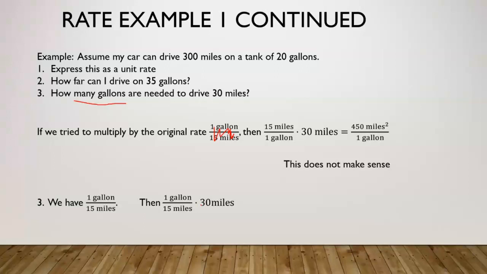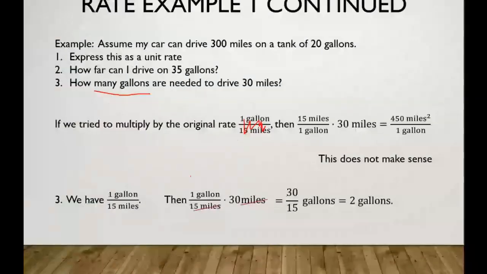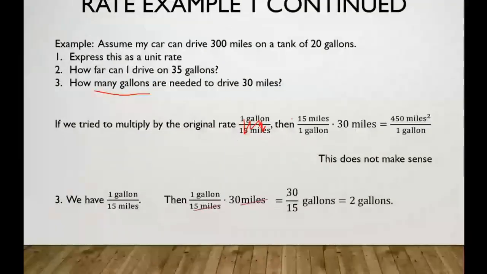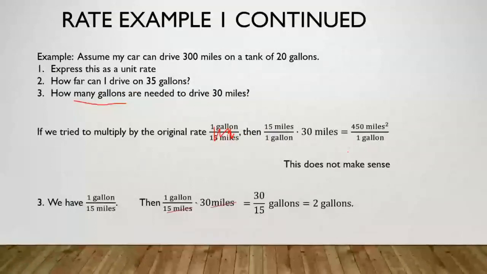And just like I said a minute ago, the miles unit will cancel. And so what we're left with is 30 over 15 gallons, which is 2 gallons. Good. So that's what we get. Basically, I'm just showing you that you have to be careful. Make sure the answer you get actually makes sense. Think about what the numbers are telling you.